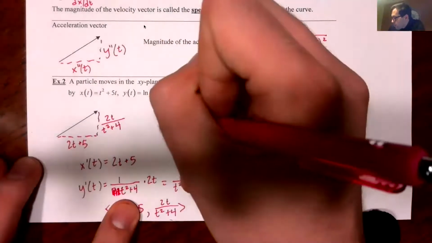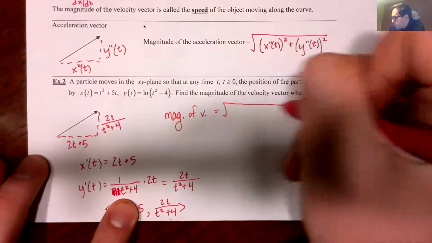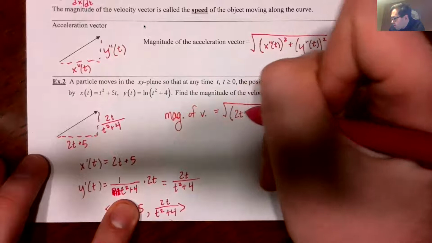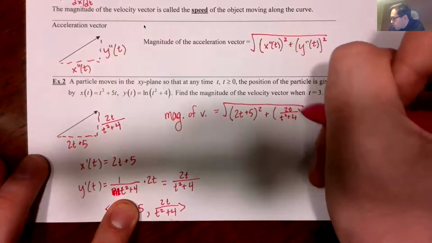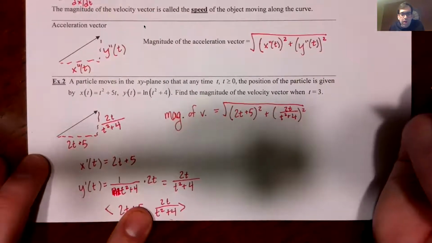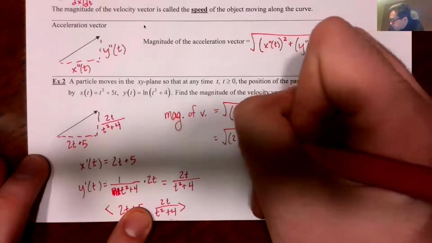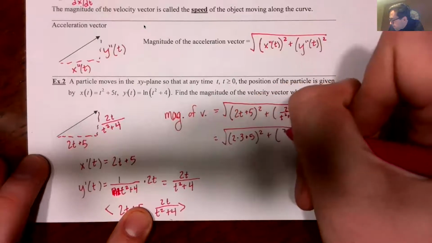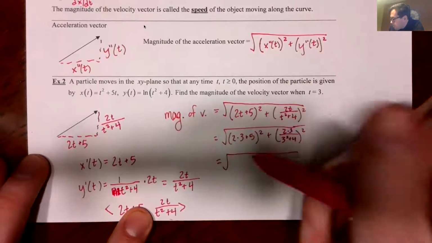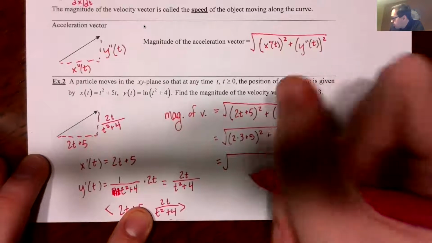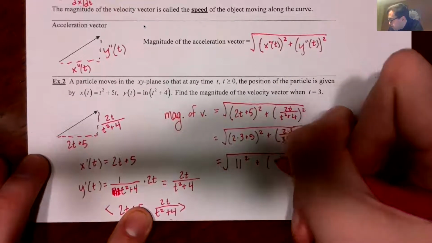So the magnitude of the velocity is going to be the square root of (2t plus 5) squared plus (2t over t squared plus 4) squared. And we want to know this when t equals 3. So I'm going to plug in 3 for t. So we get 2 times 3 is 6, plus 5 is 11. And we have 6 over 13.